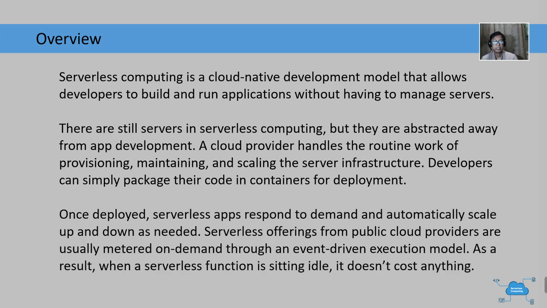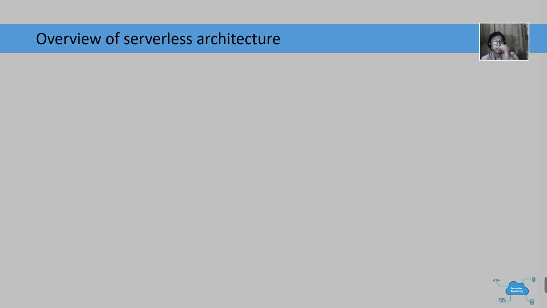Once deployed, serverless apps respond to demand and automatically scale up and down as needed. Serverless offerings from public cloud providers are usually metered on demand through an event-driven execution model. As a result, when a serverless function is sitting idle, it doesn't cost anything. So customers will only pay when the code is running. Otherwise, you will not be paying anything. That's the model. So that's the overview of serverless architecture.